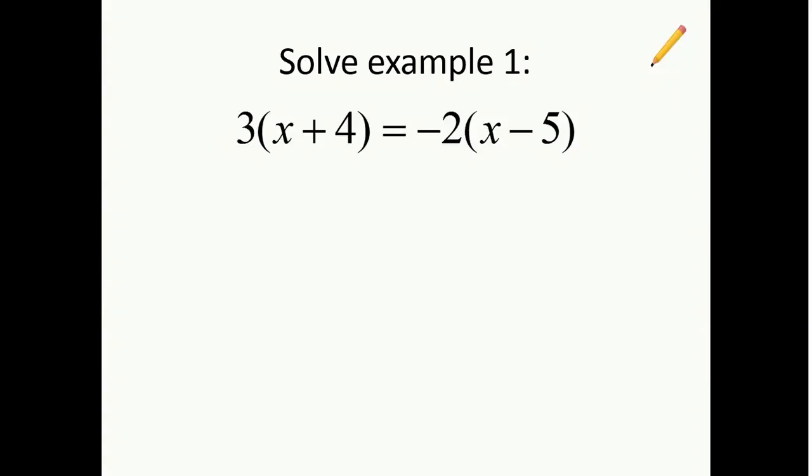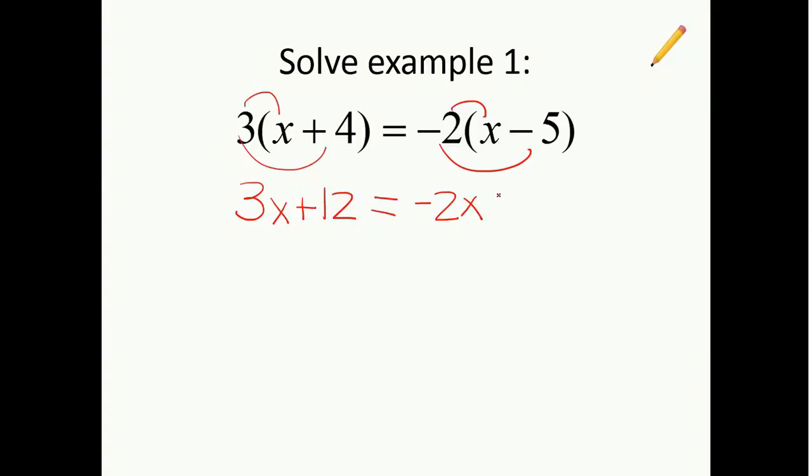Very first thing that you're going to do, I have distributive property that I need to do here, right? Need to do some multiplication. So 3 times x is 3x, and 3 times 4 is 12. So I'll get 3x plus 12. Let's distribute this in further. So negative 2x there. Negative 2 times negative 5 is a positive 10.